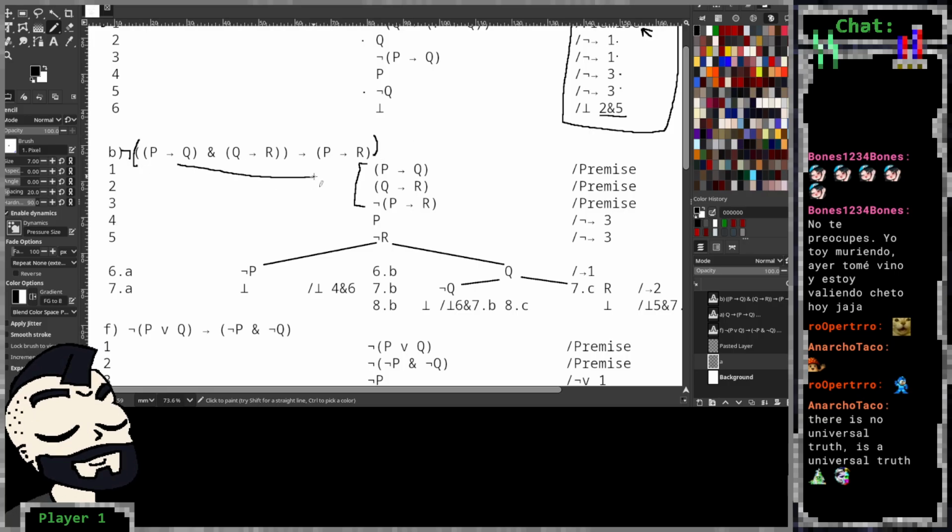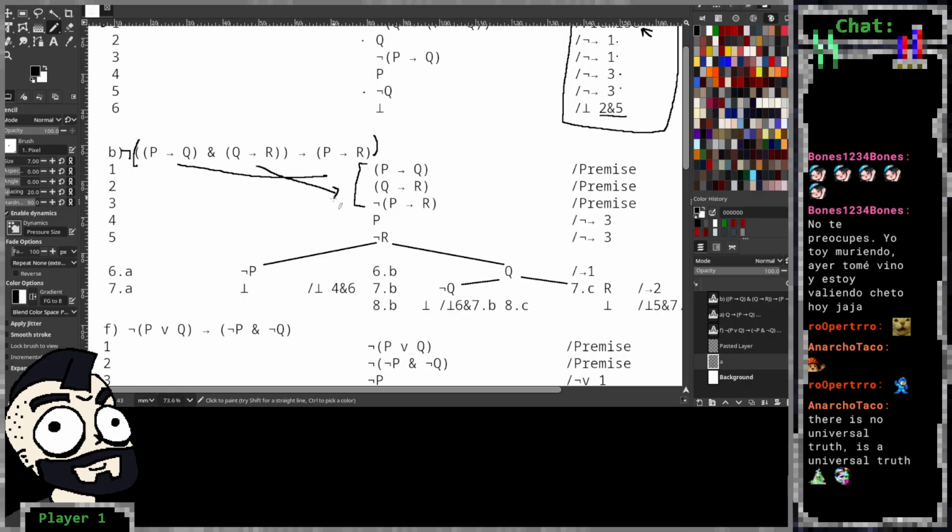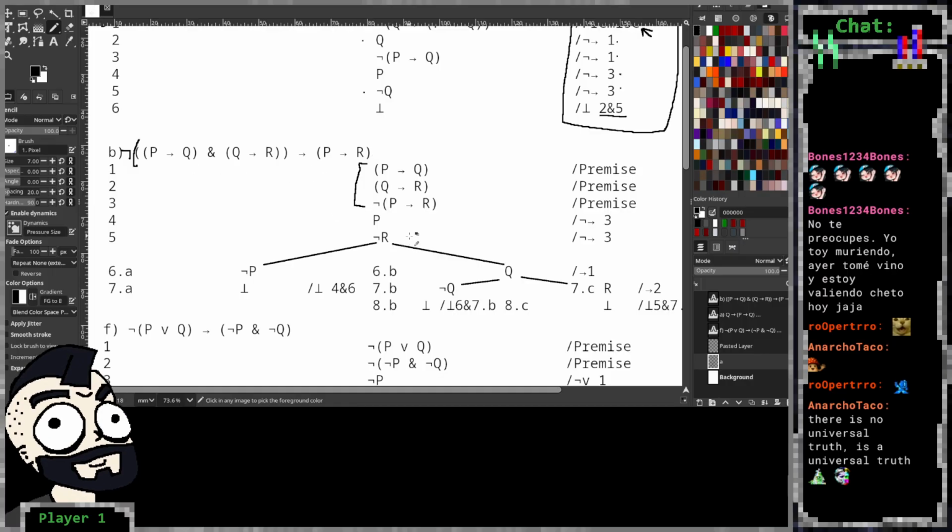Affirm the antecedents and negate the consequent. Sorry for the awful doodles. So that's why I just skipped right ahead. There is no universal truth is a universal truth.